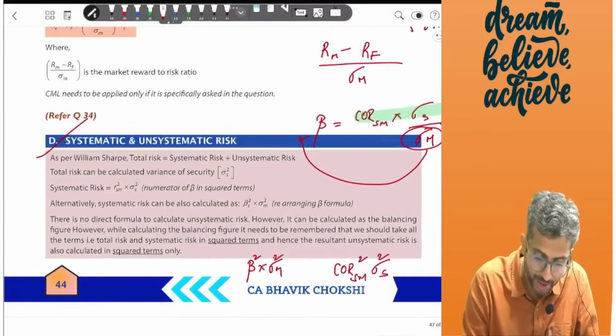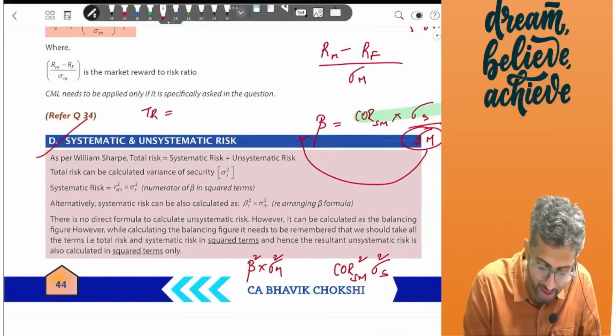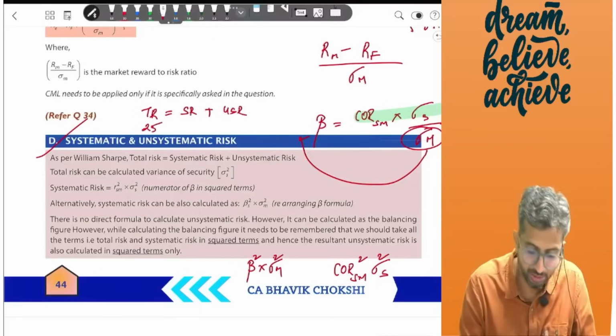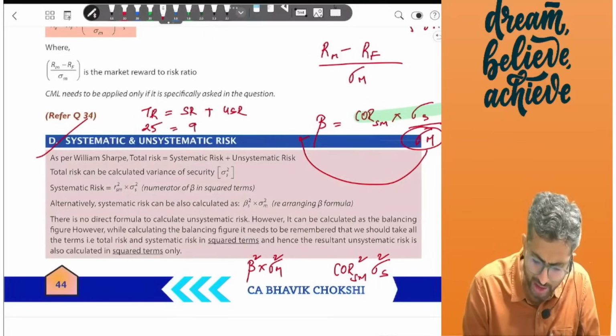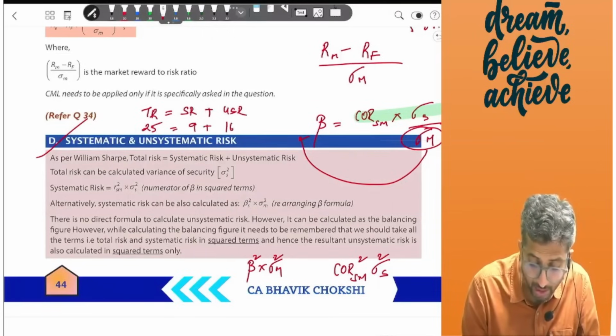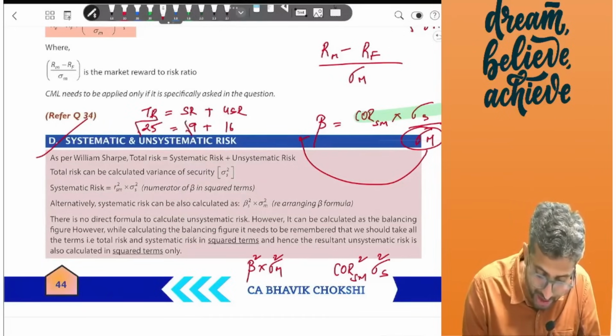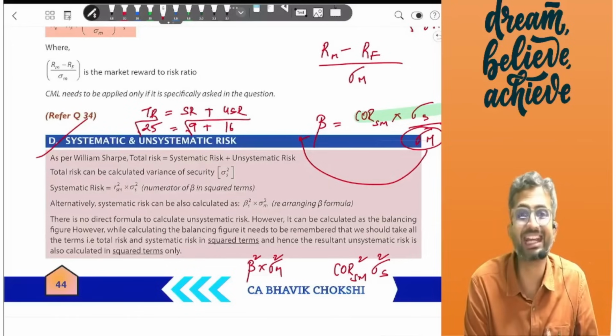It is because your total risk, that is standard deviation, is equal to the systematic risk plus the unsystematic risk. So let us say the total risk was 25, that is the standard deviation, equals to the systematic risk, let us say this is 9, plus the unsystematic risk, that is equal to 16. So when I square root 25 on both sides, I will square root 9 and 16 together.